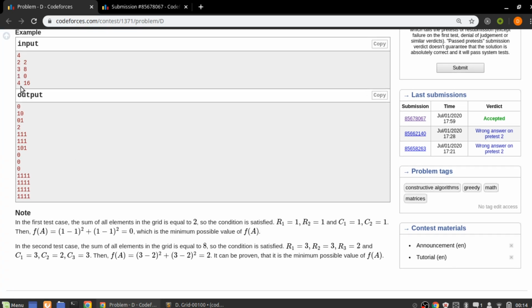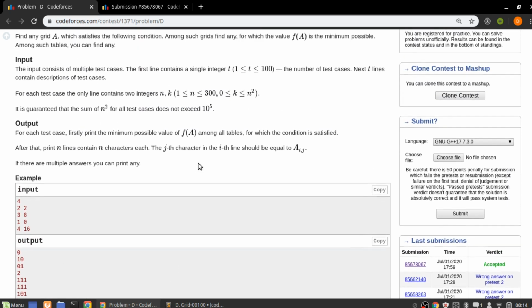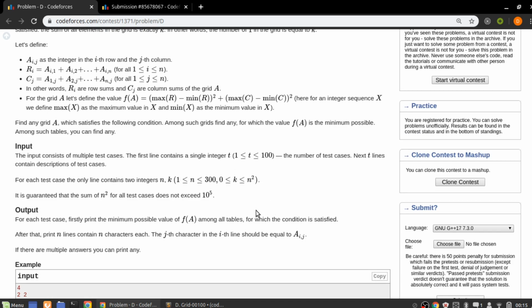Now for n equal to 4 and k equal to 16, a 4 cross 4 grid with 16 ones, we fill the entire grid with ones, and max R, min R, max C and min C will all be equal to 4. So (4 minus 4) squared plus (4 minus 4) squared. Let's look at the constraints. n is up to 300 and k is at most n squared, and the sum of n squared does not exceed 10 raised to power 5. So in this question we need to solve it in n squared time or at most n squared log n time.